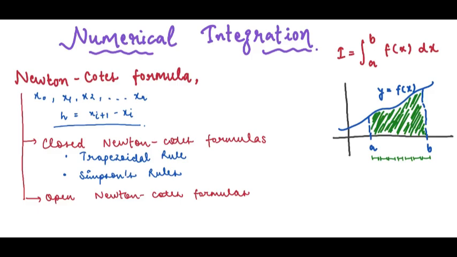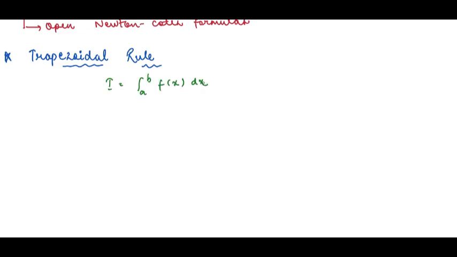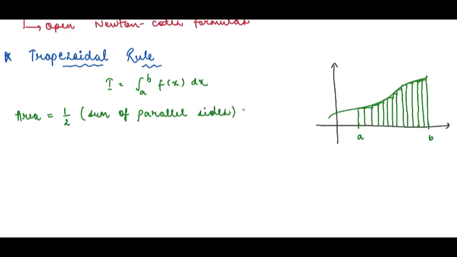Let's start with the simplest Newton-Cotes formula, the trapezoidal rule. Suppose we want to evaluate I as the integral from a to b of f(x) dx, and we want to approximate the curve between a and b by a straight line. The area under that straight line forms a trapezoid, and the area of a trapezoid is half of the sum of parallel sides multiplied by the height. Therefore I is approximately equal to (b minus a) divided by 2 times (f(a) plus f(b)). This is the single interval trapezoidal rule.